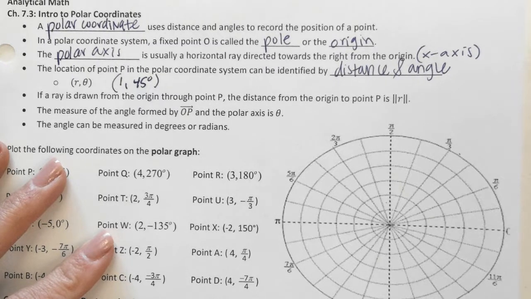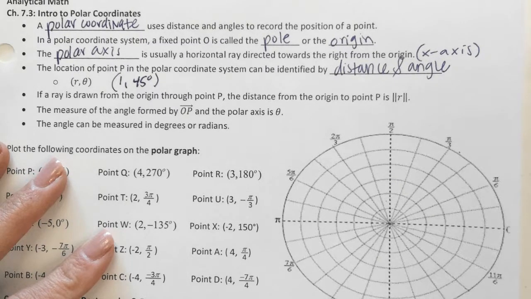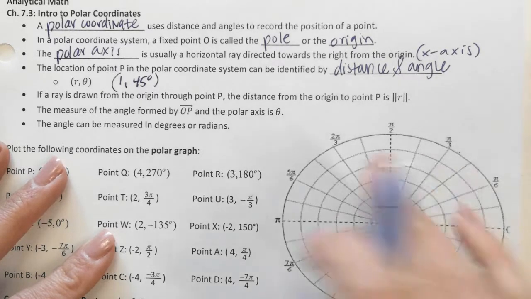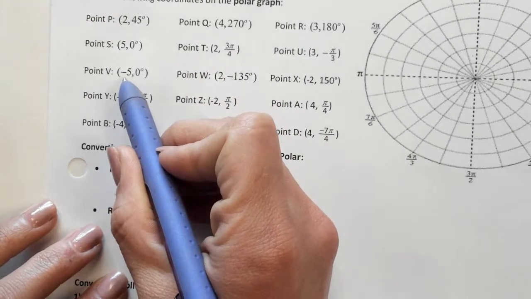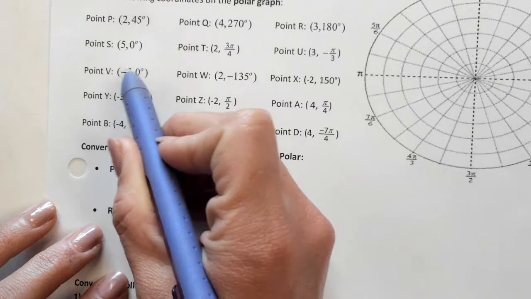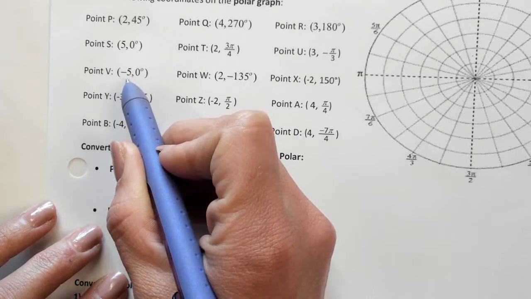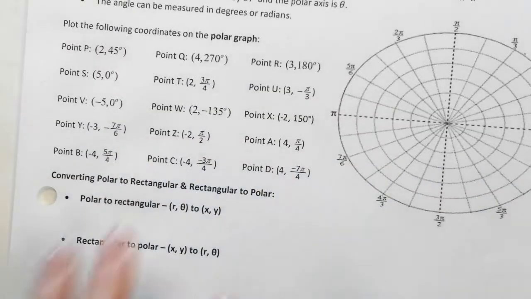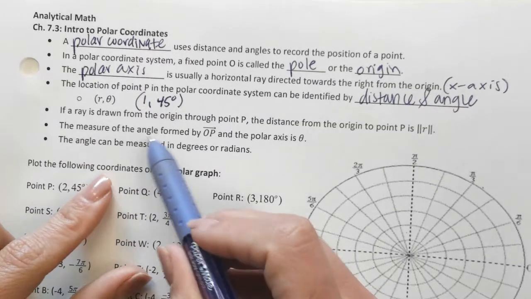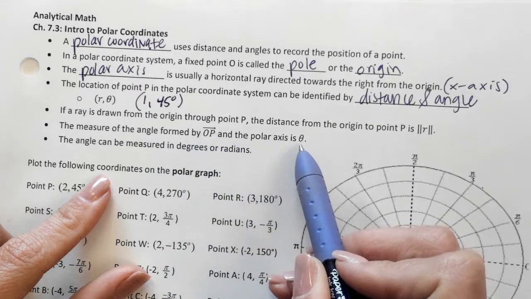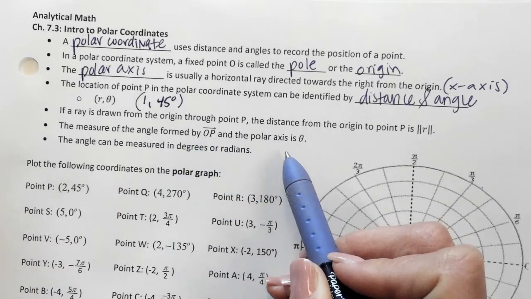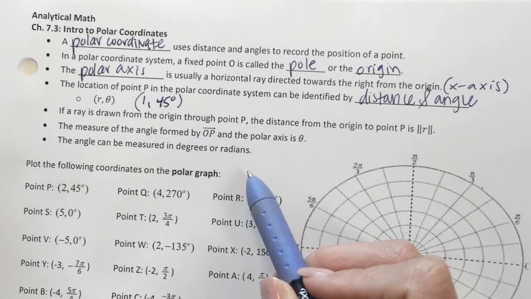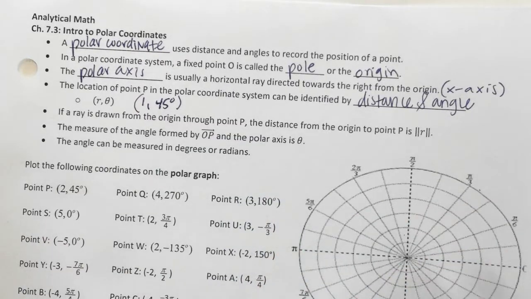Alright, if a ray is drawn from the origin through point P, the distance from origin to point P is the absolute value of R, because you know distance can't be negative. So for example, if you're looking at point V right here, the distance between the origin and this X value is what? 5. It can't be negative. The distance is always going to be positive. Alright, the measure of the angle formed by OP on the polar axis is theta. Y'all know that's just the same thing as a missing angle, theta. And the angle can be measured in degrees or radians, and we'll have a little bit of both.